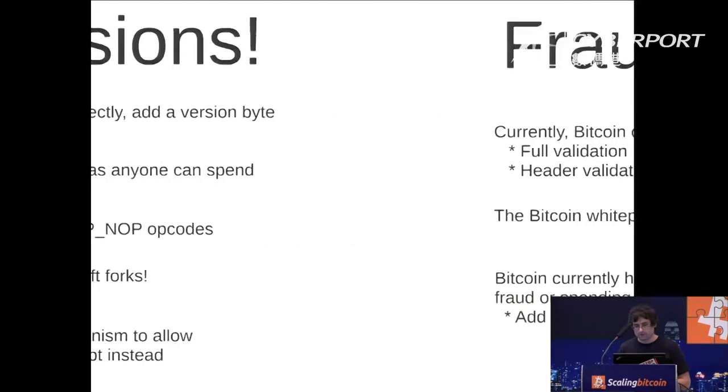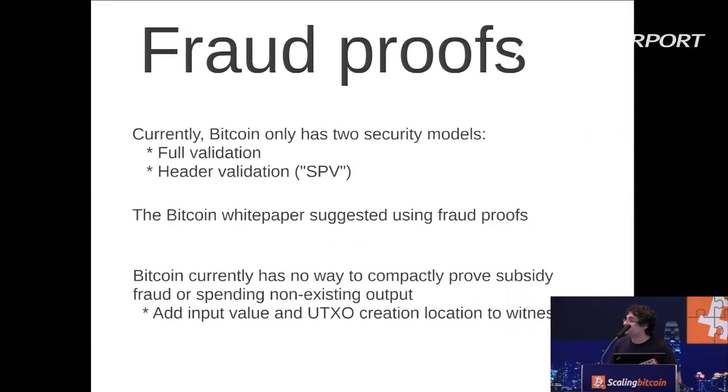Okay. Something else that it allows is fraud proofs. And the realization here is that Bitcoin right now only has two real security models. Either you are a full node, you maintain a full UTXO set, and you are able to validate every script and validate every single rule in the system. The only alternative, if you don't want to maintain this, is to only validate the headers, which is what SPV clients do today.